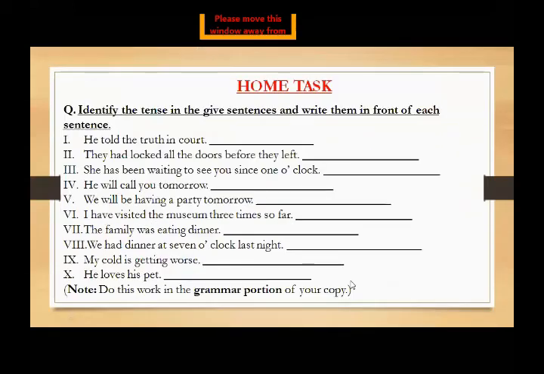Now note down, take a screenshot of your homework. The homework is to identify the tense in the given sentences and write it in front of each sentence. You just have to write the name of the tense.